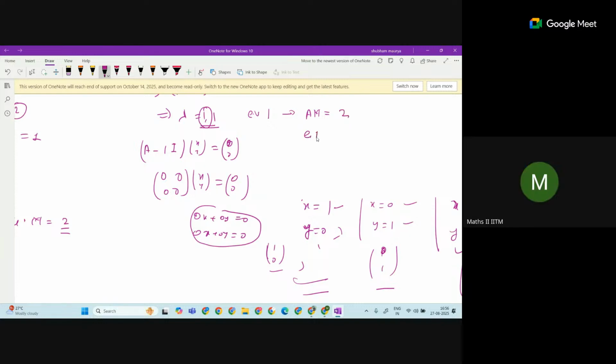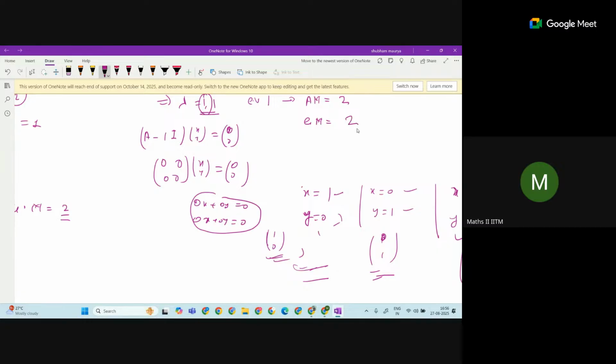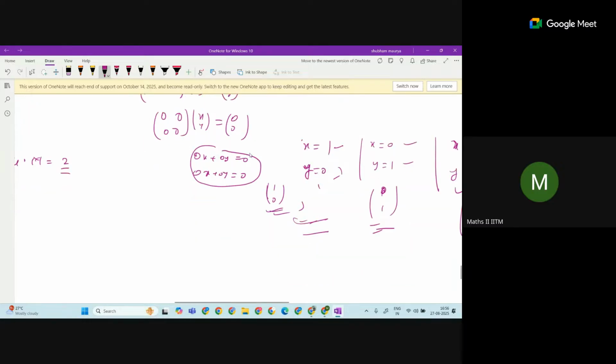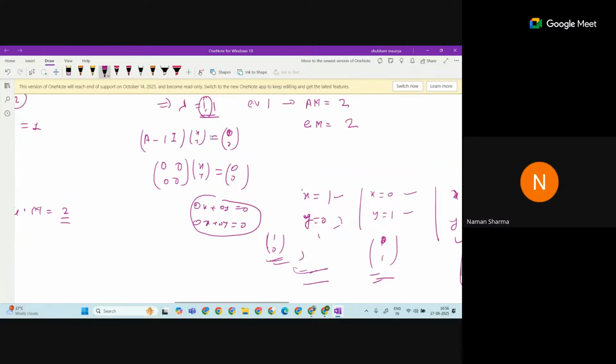Geometric multiplicity is two, right? Two independent eigenvectors with respect to the same eigenvalue. So here geometric multiplicity is 2 also. There is a very important relation also: GM is less than or equal to AM. Geometric multiplicity is always less than or equal to algebraic multiplicity.